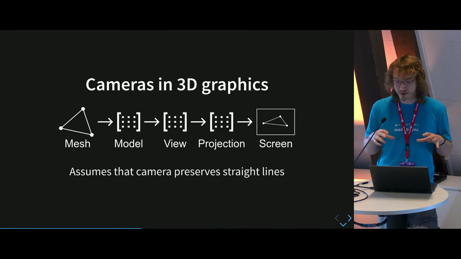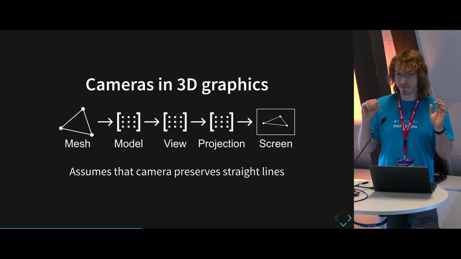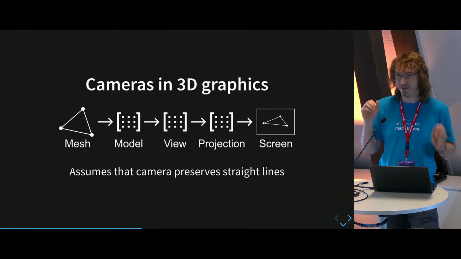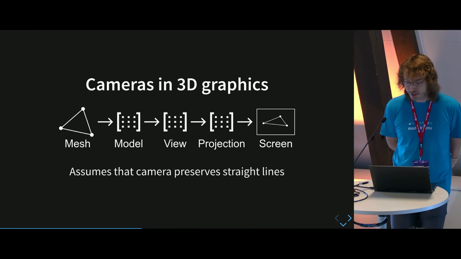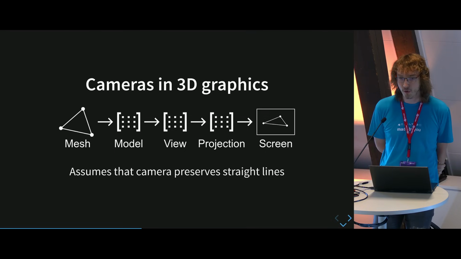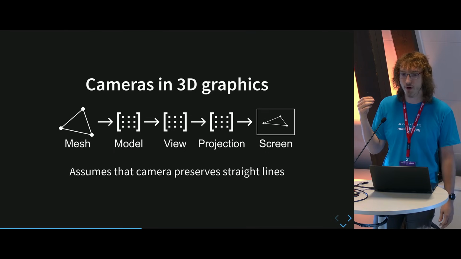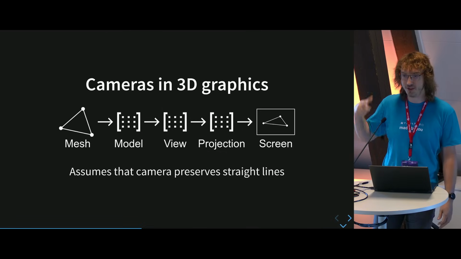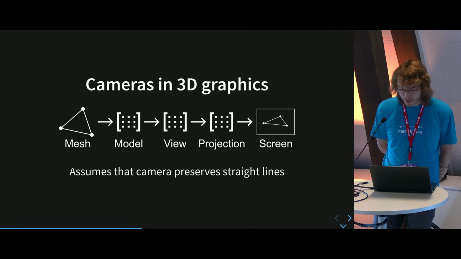Then you have a view matrix, which maps the global coordinates to camera coordinates, which is basically the same thing, except that it pretends that the camera is at the origin and facing in a defined direction, usually Z. And then after that, you have your projection matrix, which maps 3D coordinates to screen coordinates. So then your x and y is actually x and y on the screen, and you still get z, which is used for the depth buffer.